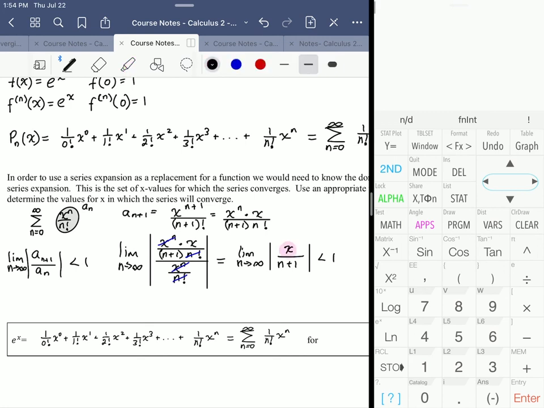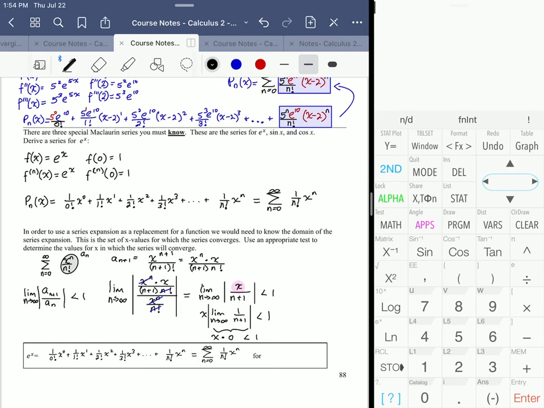Now, one thing you might notice is that x is irrelevant to the limit. It doesn't have an n in it, and it can be factored out. So the limit as n approaches infinity, and I'm going to write this with the absolute value of x on the outside, of 1 over n plus 1, that's going to go to 0. So x times 0 less than 1 is saying that all values of x are going to work, because it doesn't matter what x is, it's getting multiplied by 0. It's going to give you a value that is 0, which is therefore less than 1.